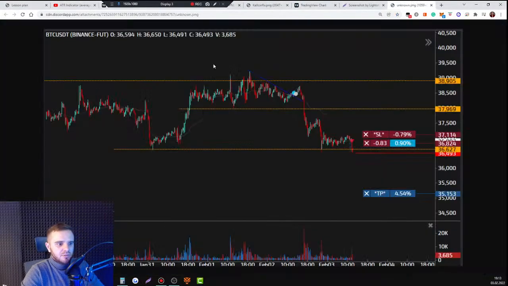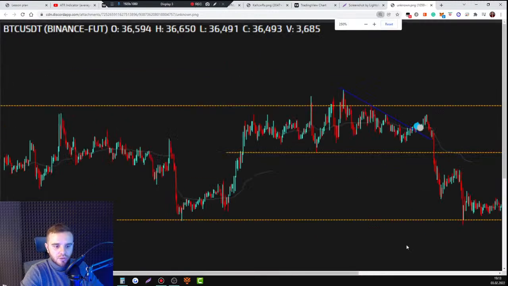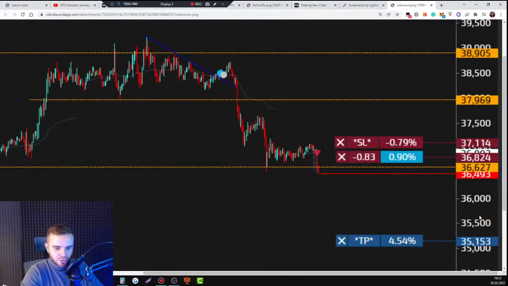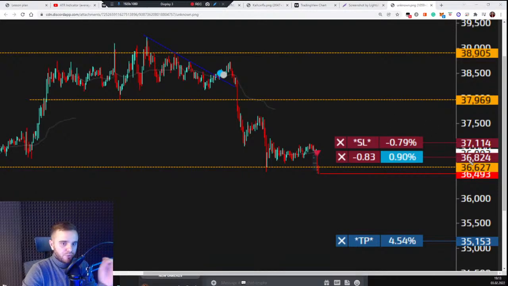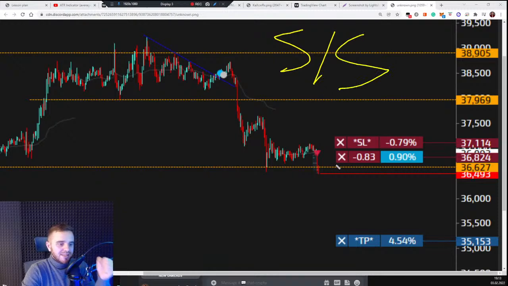Real example, today Bitcoin 36,824. It is a place where I took a short trade. What does it mean? I borrowed futures from Binance and sold it. It goes short sell. It means I'm making money when price is dropping.